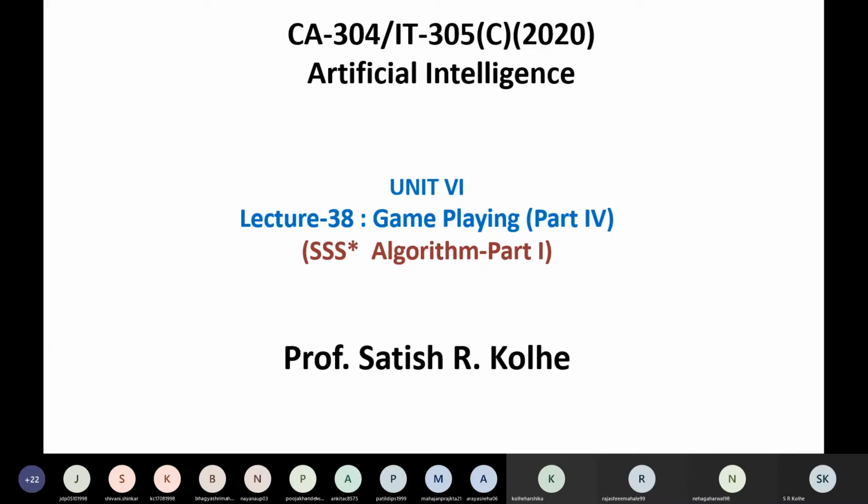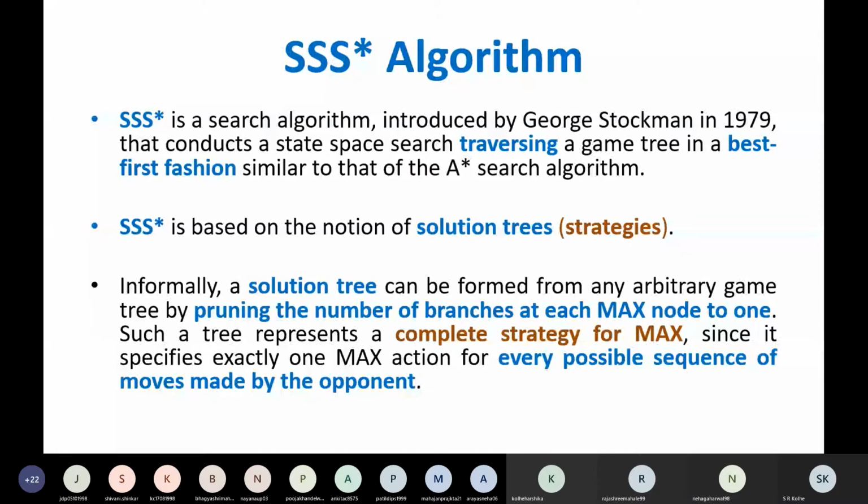So let us start with another algorithm in gameplay. Last topic in Unit 6, that is SSS star algorithm. Today I am going to introduce you what this algorithm is, how it functions, the basic mechanism of SSS star algorithm, and in the next lecture we will discuss this algorithm in detail. This algorithm, SSS star algorithm, is one of the improvements on the algorithm that we have just discussed, that is alpha beta algorithm.